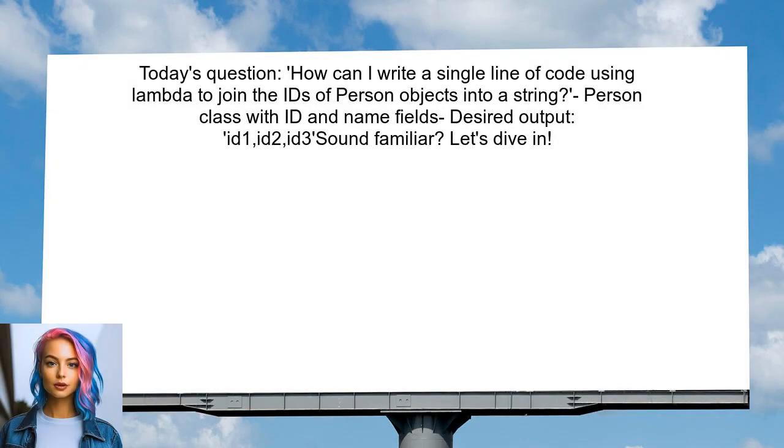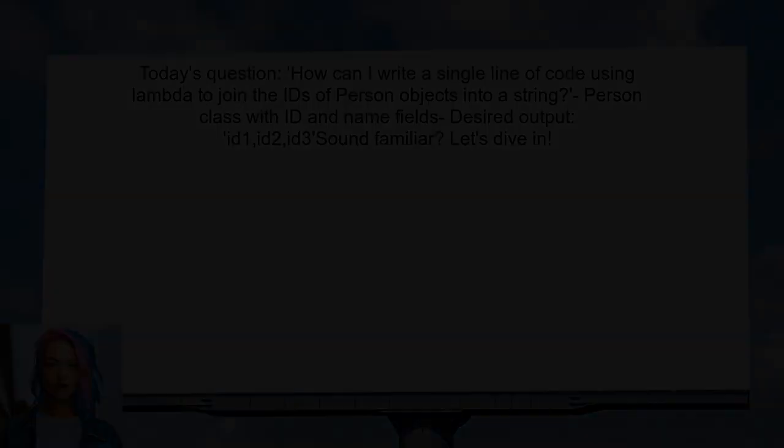Here's the specific question we're addressing today. One user asked, how can I write a single line of code using lambda to join the IDs of person objects into a string? They have a person class with ID and name fields and want to create a string that looks like ID1, ID2, ID3. Sound familiar? Let's dive in.